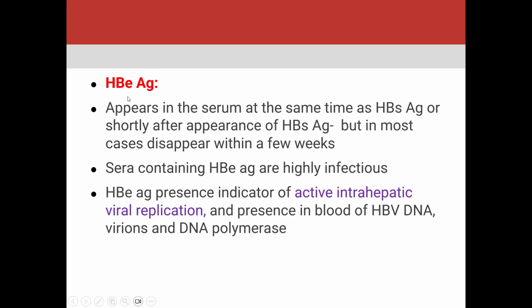Next, HBe antigen. It appears in the serum along with HBsAg, or shortly after the appearance of HBsAg, but it disappears within a few weeks. As we discussed, patients who have HBe antigen are highly infectious. If you see HBe antigen in the patient serum, that indicates active intrahepatic viral replication, which means the virus is replicating in the liver cells, and the presence in the blood of HBV DNA, virions and DNA polymerase.